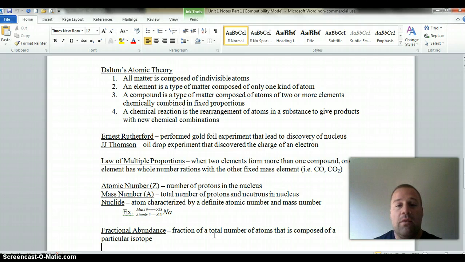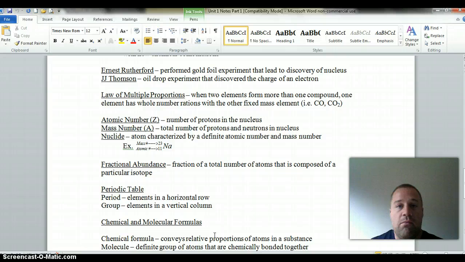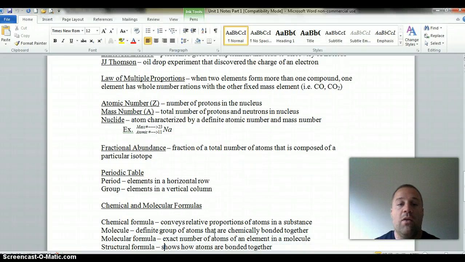J.J. Thomson discovered the charge of an electron. Usually it's just the discovery of the electron that is asked about, but it's the charge.